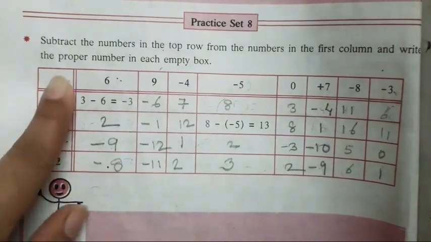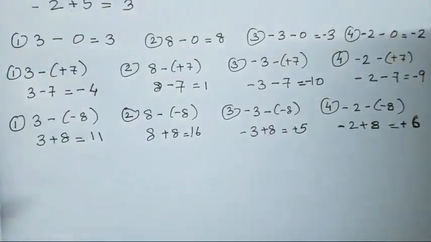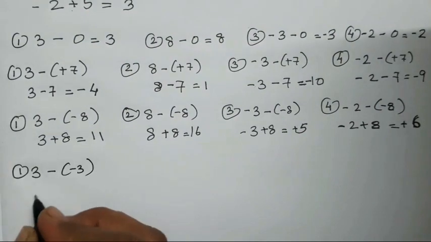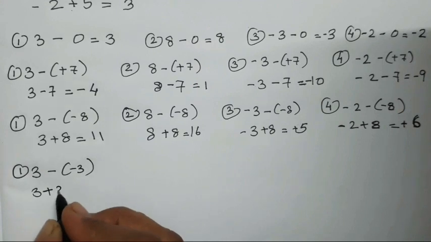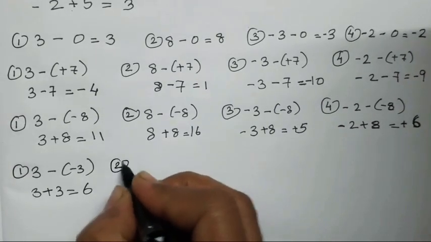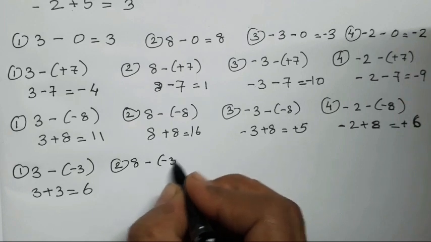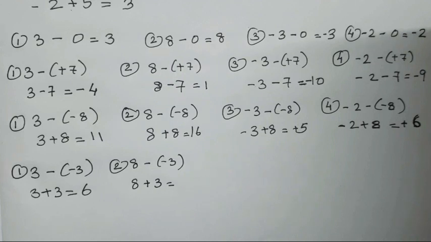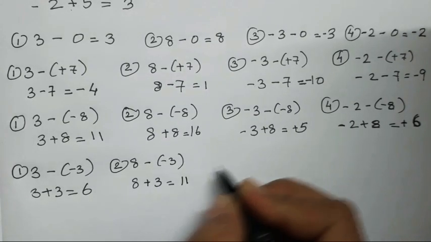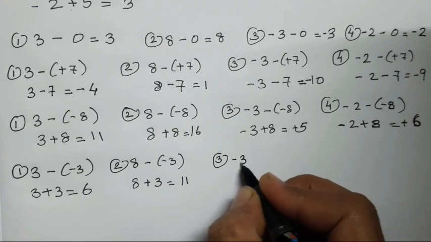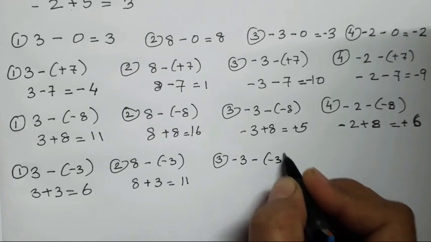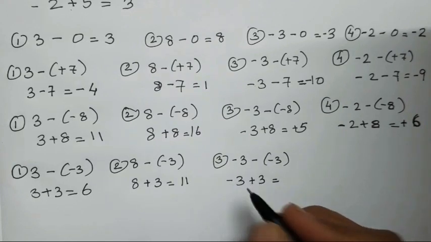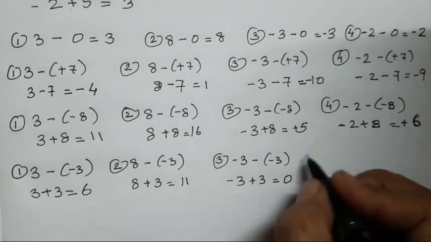The last one is going to be all these numbers along with minus 3. So 3 minus 3, minus and minus plus 3, so the answer is going to be 6. 8 minus 3, so 8 minus and minus plus, so the answer is going to be 11. Third one is minus 3 minus 3, so minus 3 minus and minus plus 3, so plus and minus, answer is going to be 0.